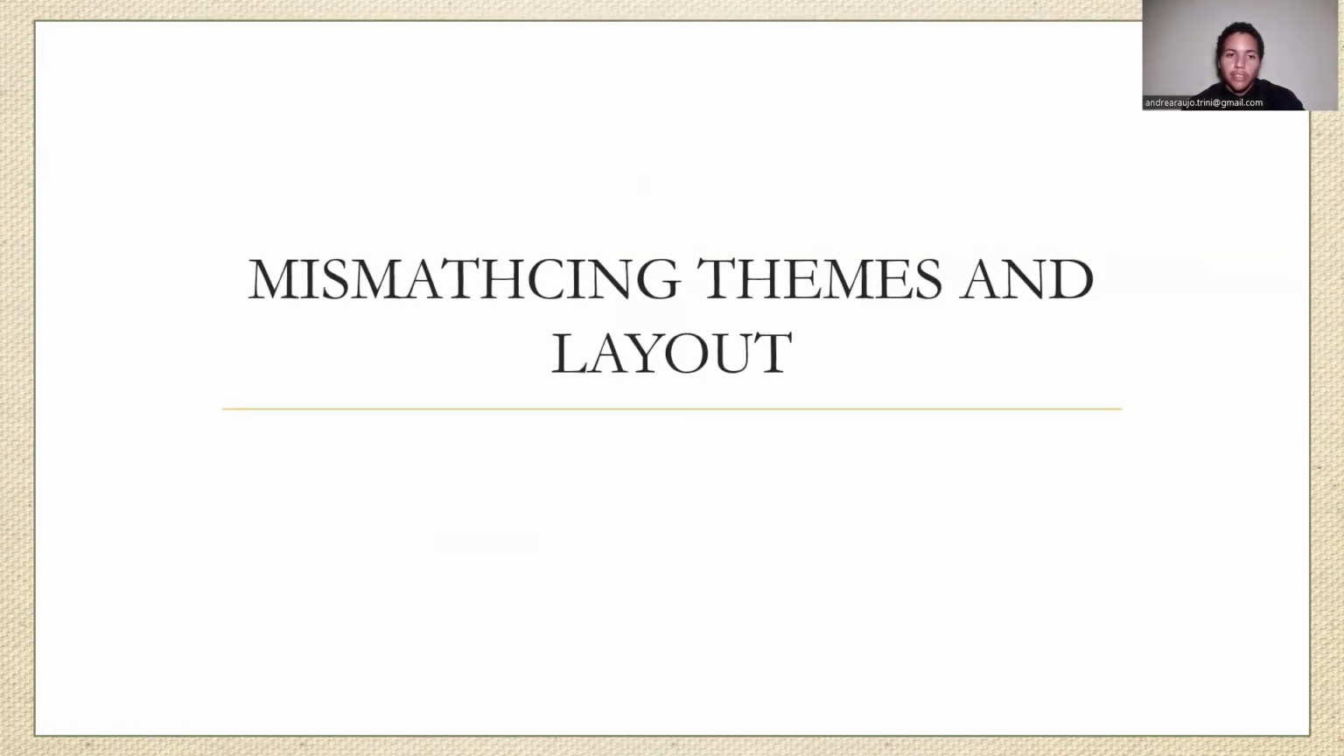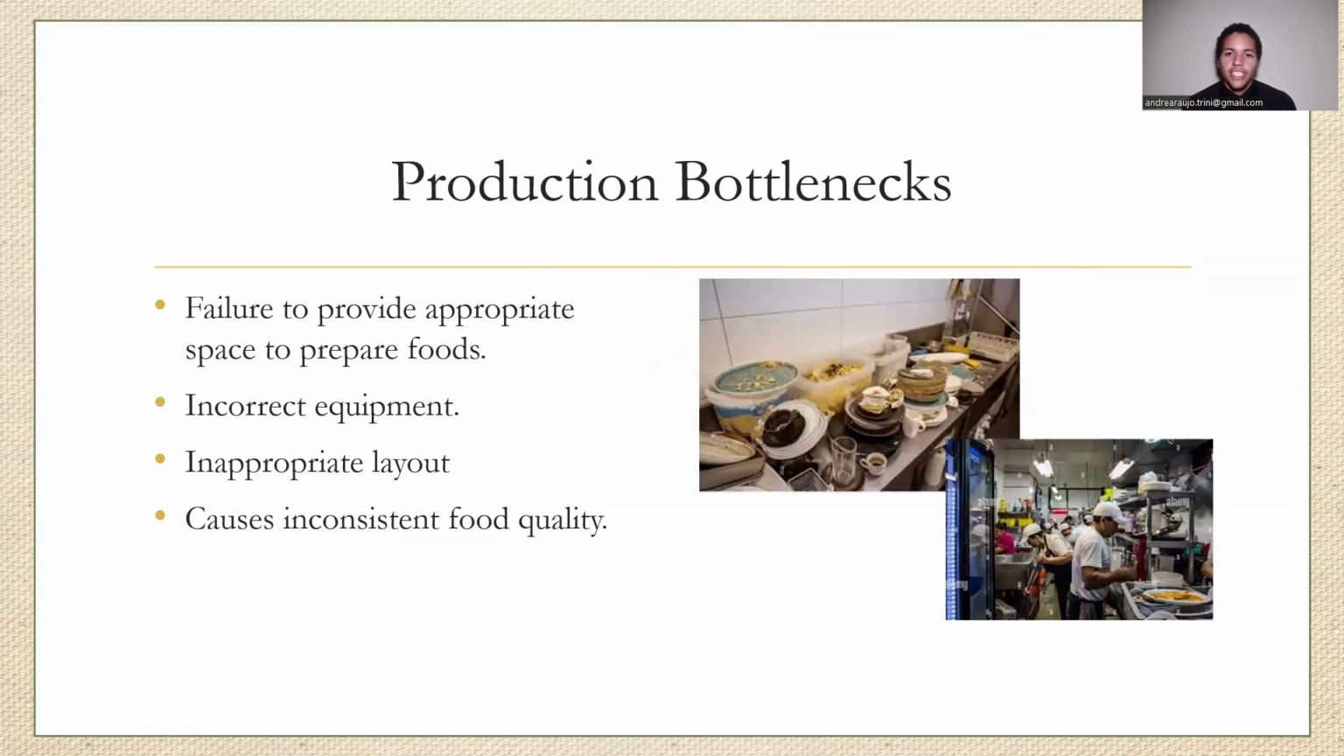Mismatching themes and layouts. When a restaurant's physical layout is unable to meet the needs of its theme, many problems may arise, one of them being production bottlenecks. This could be a result of many things, one of them being the failure to provide appropriate space to prepare foods. As I talked about at length before in this presentation, it is very important for restaurants, especially ethnic themed ones, to have a dedicated space to prepare the key items, such as breads in Indian restaurants or sauces in Italian ones. Another cause could be incorrect equipment.